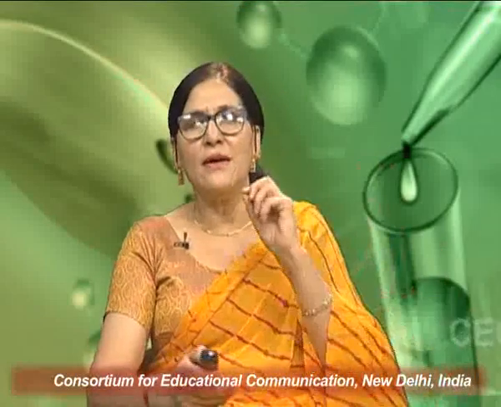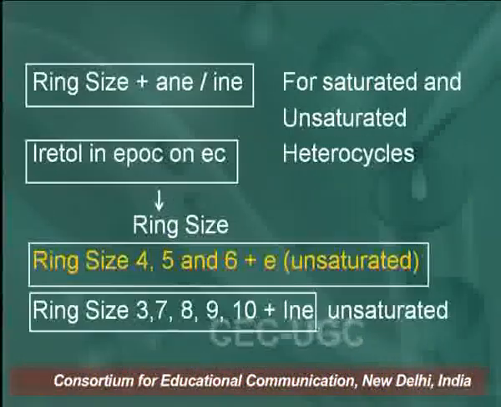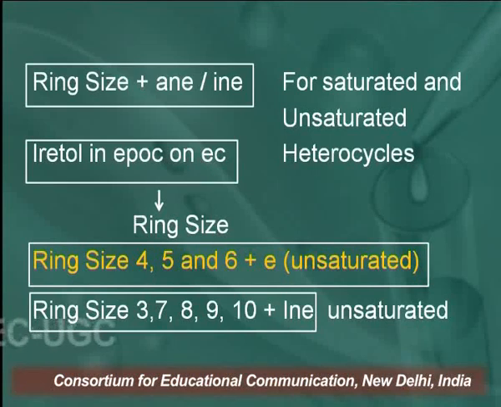So learners, ring size plus -ane or -ine. If saturated, we write -ane. If unsaturated, we write -ine. And the ring size stems are: eri, et, ol, in, ep, oc, on, ec. It's very easy to learn. So these are for the 4, 5, 6 to 10-membered rings.